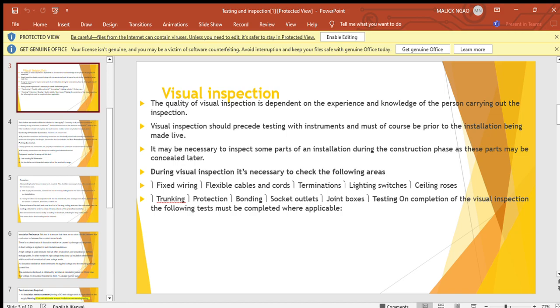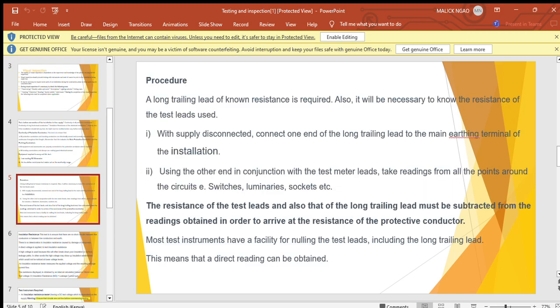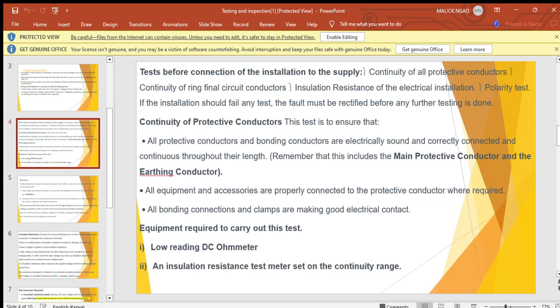And when testing, on completion of the visual inspection, the following tests must be completed where applicable. Number one, tests before connection of the installation to the supply. And this refers to continuity of all protective conductors, continuity of ring final circuit conductors, insulation resistance of the electrical installation, and polarity tests. All these are tests that have to be carried out during installation.